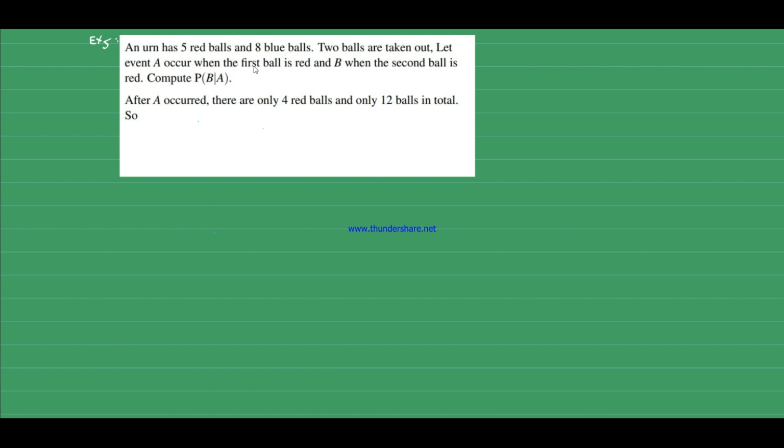In this example we have 13 balls, 5 of them red and 8 of them blue, and 2 balls are taken out. The first event is when the first ball is red, and the second event is when the second ball is also red. We want to calculate the probability of event B restricted by event A. Let's see how we do that.